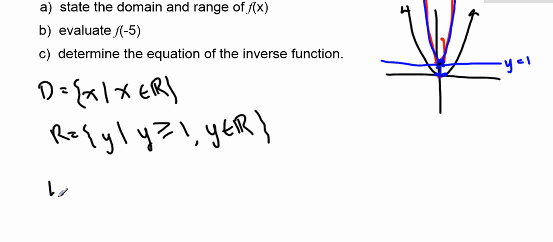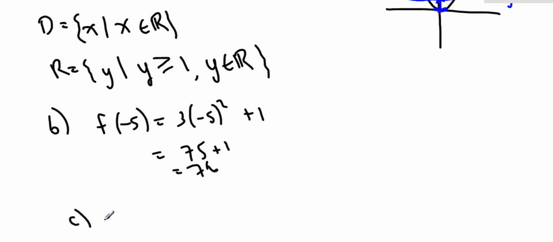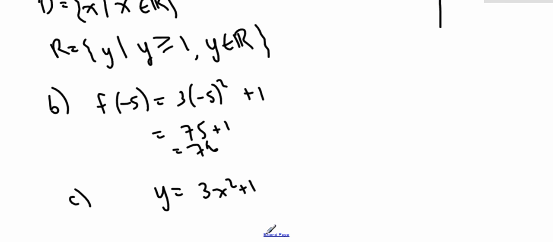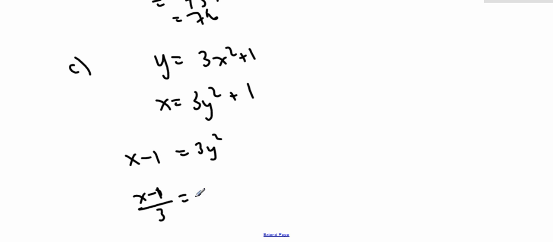Evaluate f at negative 5. So again, we substitute in. So negative 5 squared is 25. 3 times 25, so it's 75. And then finally, to find the inverse, I'll write it with a y, y equals 3x squared plus 1. And now I'm going to reverse the positions of x and y. And then I'm going to try to isolate y. So subtract 1 from both sides. Divide both sides by 3.